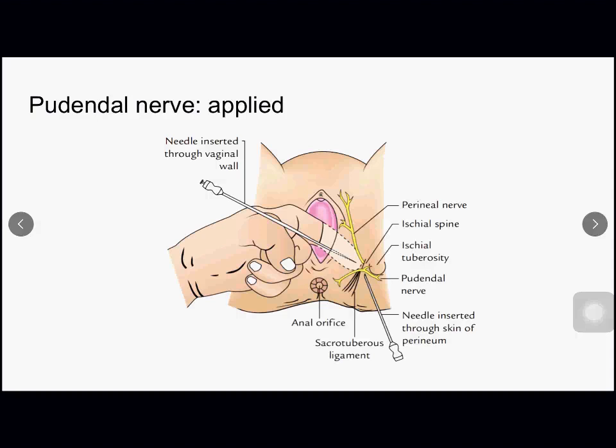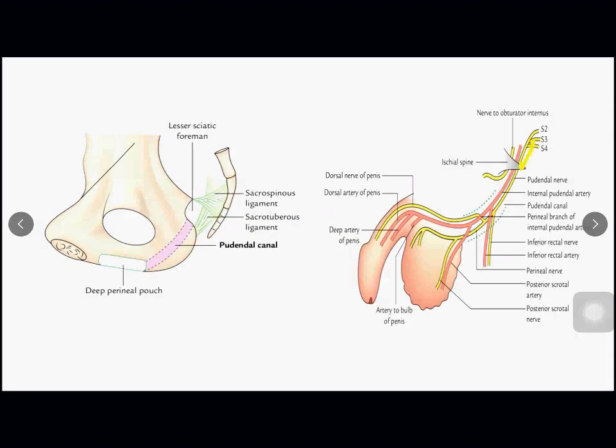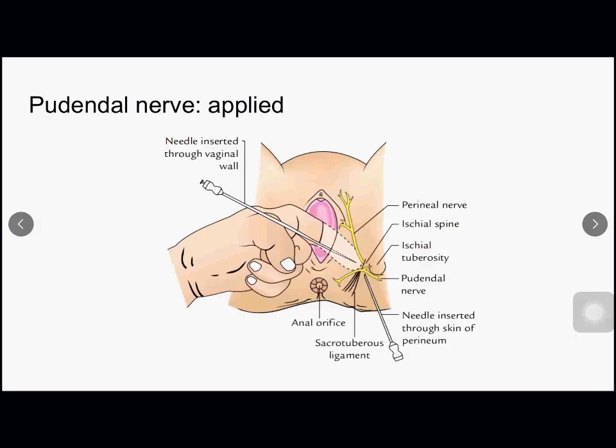So what is the landmark for this pudendal nerve? It is your ischial spine. Perivaginally they will be palpating the ischial spine, and near to that it will be entering the pudendal canal. I told you, it is resting on the ischial spine and it enters into the pudendal canal. At this site they will be infiltrating the local anesthetic in order to get the block. So this is called the pudendal nerve block.